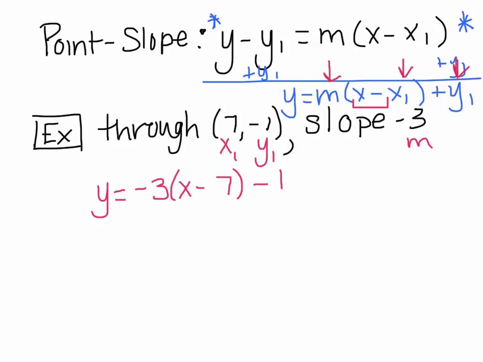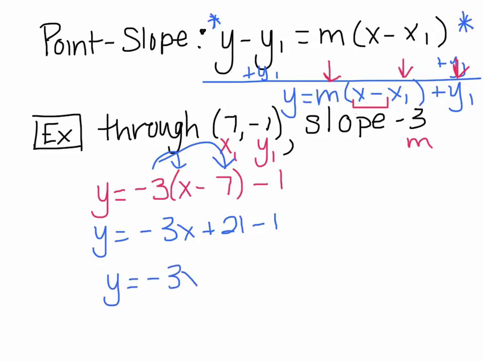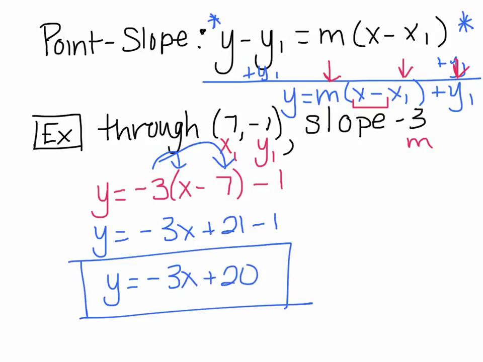So now we're just going to simplify by distributing. So y equals -3x. A negative times a negative is a positive 21, minus 1. So y equals -3x plus 20. There's my final equation. I can state now that my slope is -3 and my y-intercept is 20. So at this point I could go ahead and graph it.